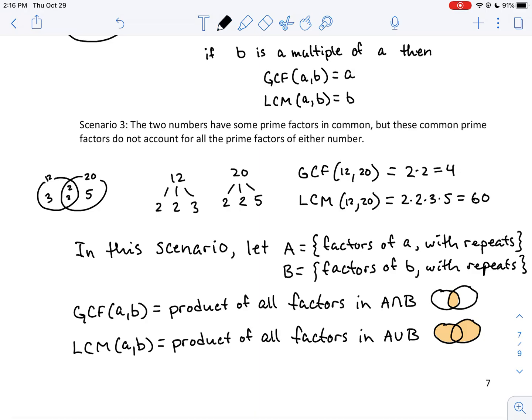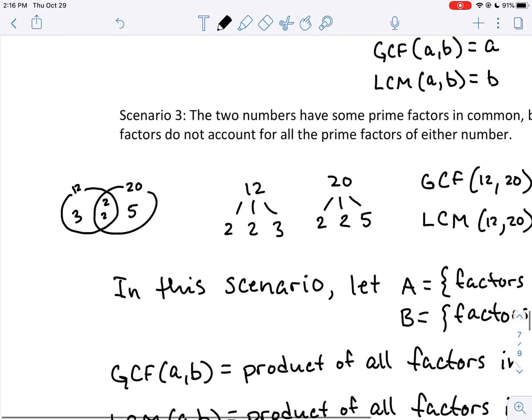Scenario 3. The two numbers have some prime factors in common, but these common prime factors do not account for all the prime factors of either number. So here's where we wanted a situation where we had some overlap, but also some distinct components of their prime factorizations. So I went with 12 and 20. They share the 2 and the 2, but the 12 has a 3 that the 20 doesn't have, and the 20 has a 5 that the 12 does not have.